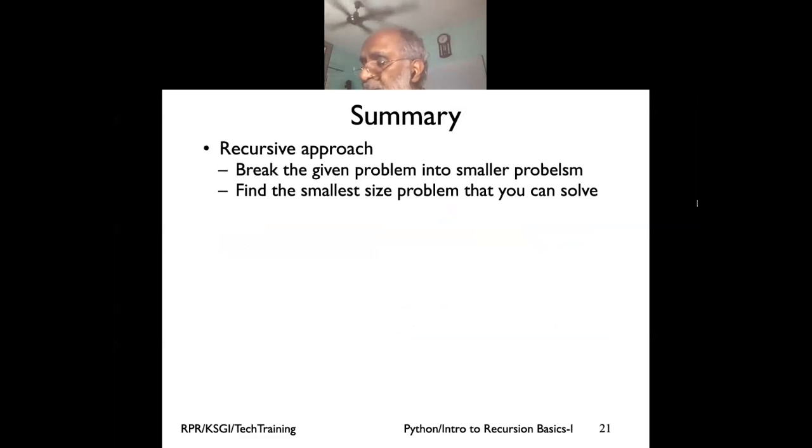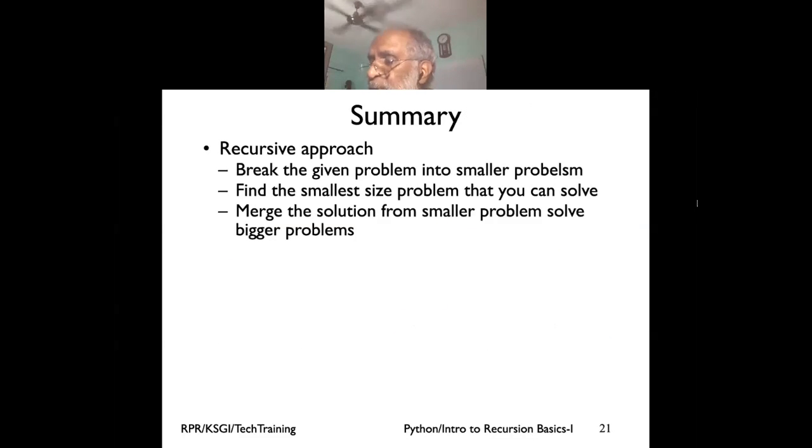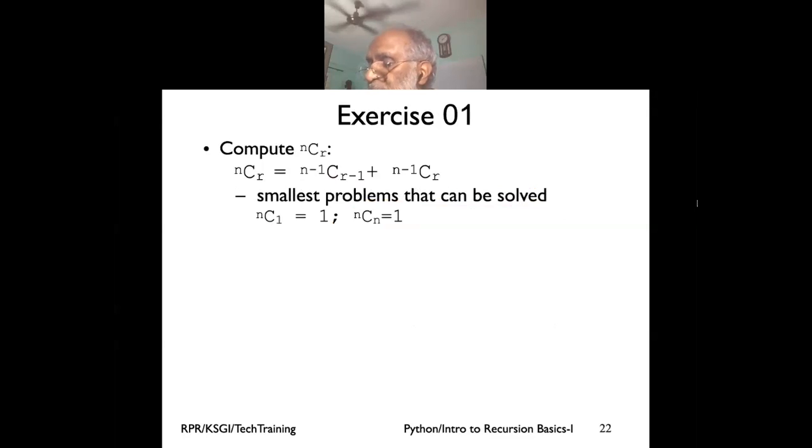So we basically look at recursion: take the given problem, make a smaller problem. Find the smallest problem which you can solve, and use that solution to get the actual solution. Now using that approach, you should compute NCR. You know what NCR is? Combination.